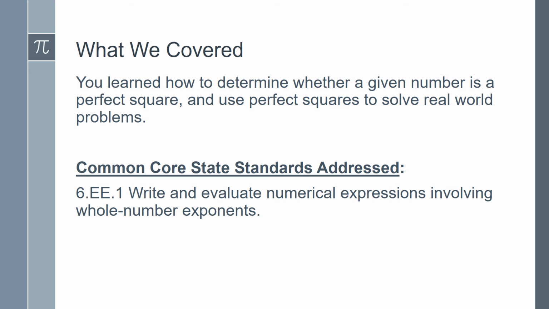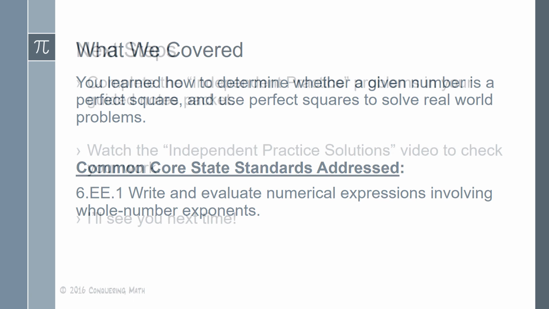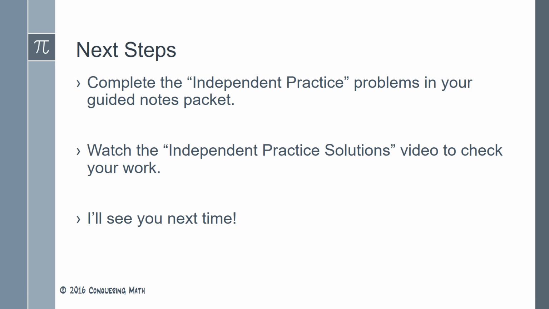Today you learned how to determine whether a given number is a perfect square and to use perfect squares to solve real-world problems. The Common Core State Standard today was 6.EE.1. Now that you are familiar with these techniques, complete the independent practice problems in your guided notes packet. Then watch the independent practice solutions video to check your work.